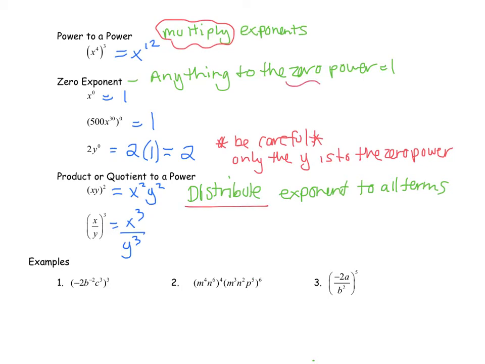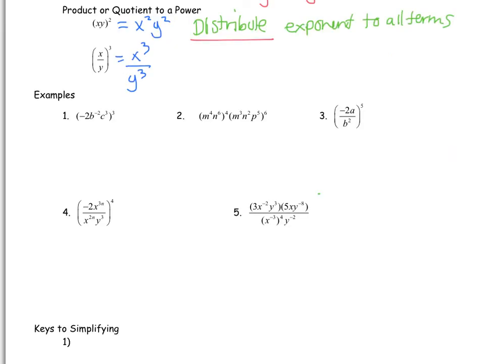Let's try some examples where we put all of this together. Okay, so for this first one, we need to distribute the third power to every single term inside the parentheses, including the -2. Since we're putting, for the other terms, a power to a power, we're going to multiply the exponents. -2 times 3 is -6. 3 times 3 is 9.